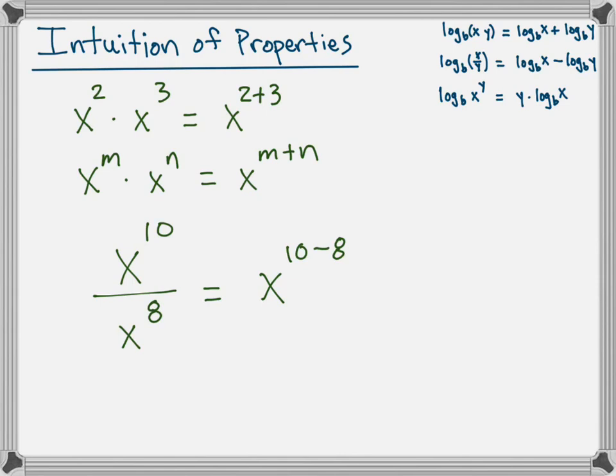The third one's the hardest one to see. It's pretty straightforward, but it's a little tough to wrap your brain around. But the exponential rule for that one would look something like this. If I had x to the second power, and then I raise that to the third power.